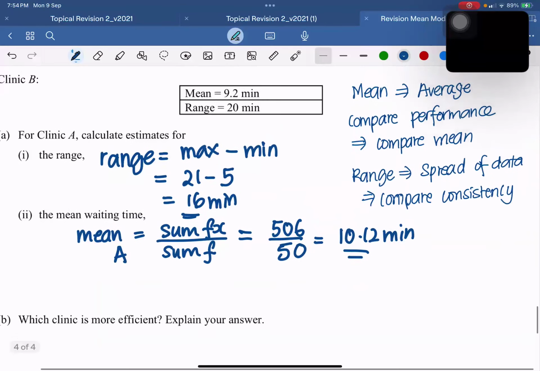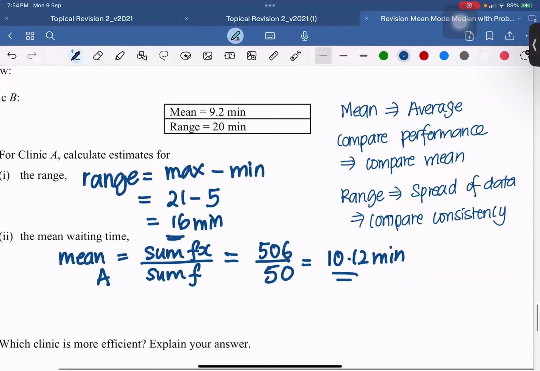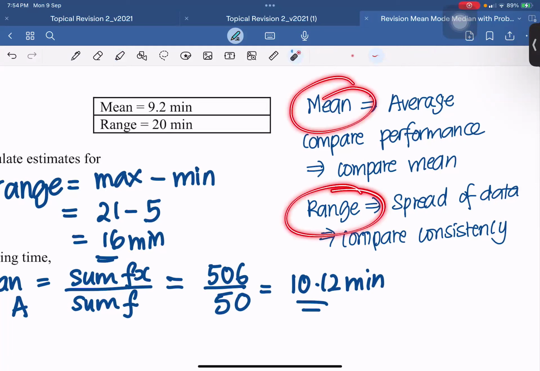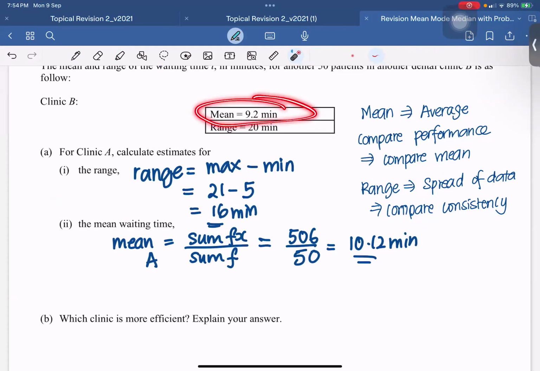So while the question asks you which clinic is more efficient, I will need to compare which one. Do I use the mean or do I use the range? The range only compares the consistency. The mean is to compare the average performance. So in this case, we are talking about waiting time.